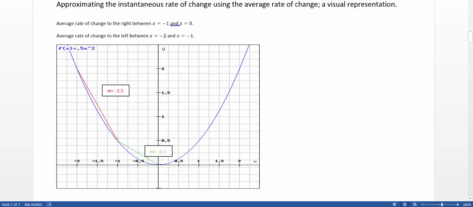So we're going to approximate the average rate of change to the left of -1 and to the right of -1. When we do this to the left, I'm looking between the points -1 and -2. So I'm going 1 unit to the left. And when I approximate the average rate of change, I'm going to do f(b) minus f(a) over b minus a. So here, I'm going to be doing f(-1) minus f(-2) divided by -1 minus -2.